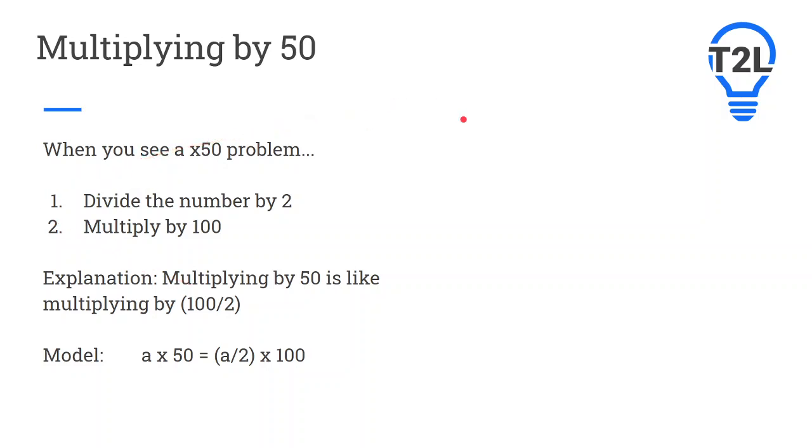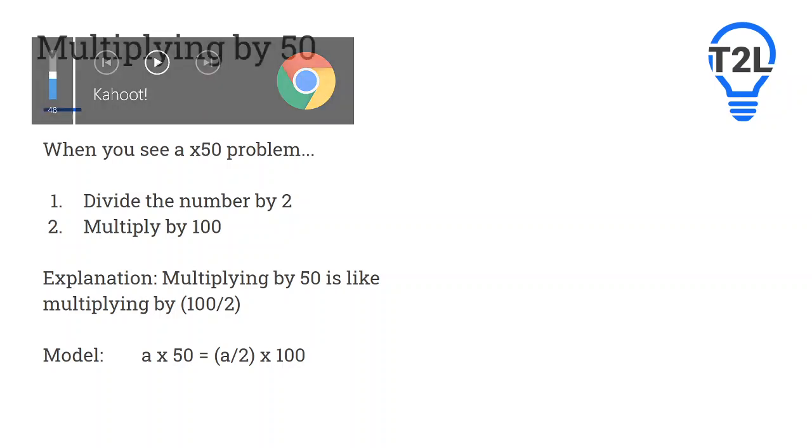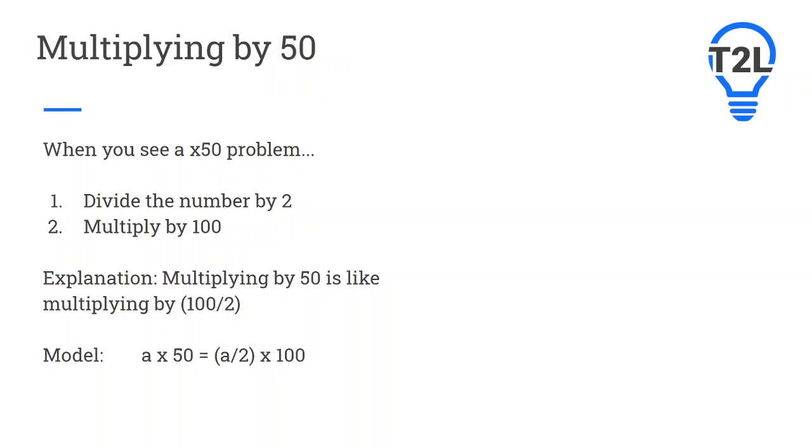Okay, so the next one we're going to be doing is multiplying by 50, which is also, I would say, pretty easy. A way to multiply any number times 50 is to first divide your number by 2 and then multiply that number by 100. Looking at the model, if a is the number you're multiplying times 50, it's the same thing as dividing that number by 2 and multiplying by 100. The reason for this is that multiplying by 50 is basically the same as doing times 100 divided by 2.